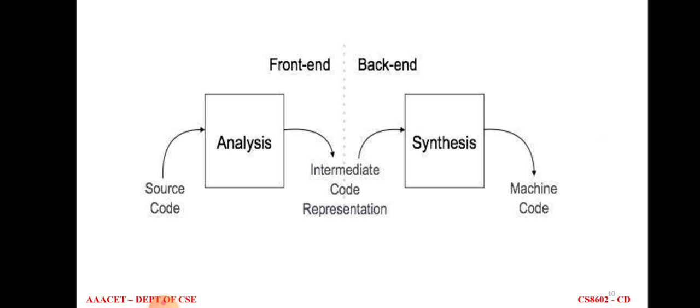The compiler converts the given source code into machine code, and there is some intermediate code representation. The first part, the analysis, is used to convert the given source code into intermediate code. This part is referred to as the analysis part, and it is also called the front end of the compiler. The second part, the synthesis part, is used to convert the intermediate code into machine code or low level language. It is also referred to as the back end of the compiler.